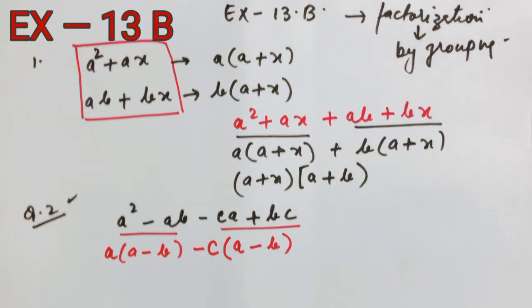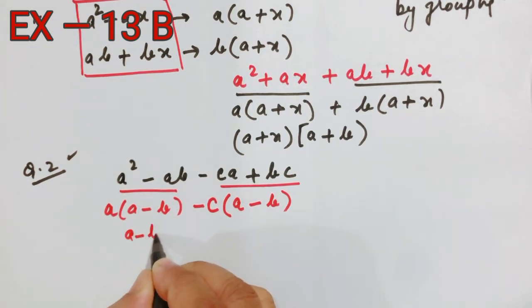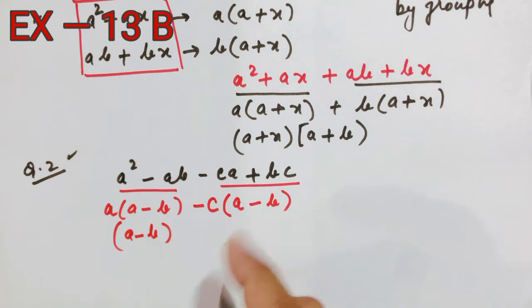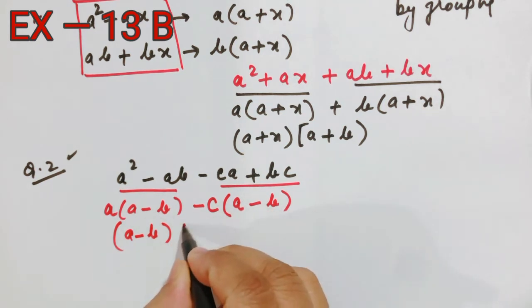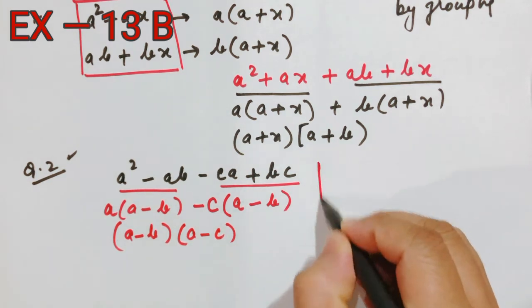So a minus b once again, and here when I take a minus b common, you will get a minus c. So these are the simple types of sums. Let us move ahead a little, we will make one or two more sums, isn't it?